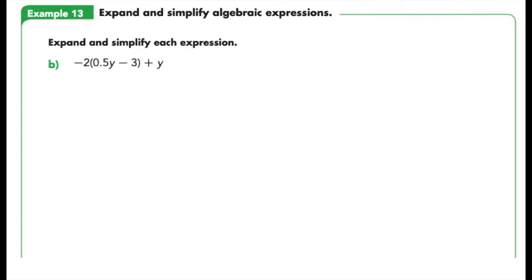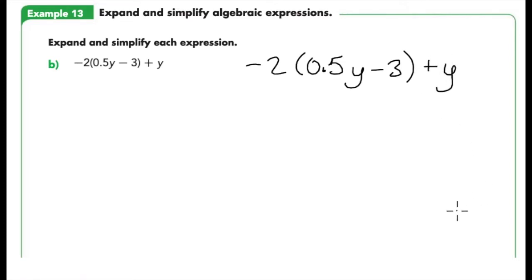For part B, we have the same type of setup here. We have negative 2 times the difference of 5/10 y and 3, plus y. We're going to follow the same process here. We would expand, so we're going to complete this part first.